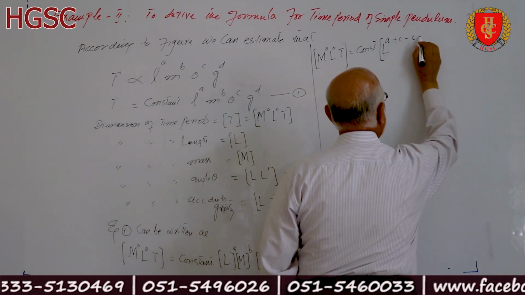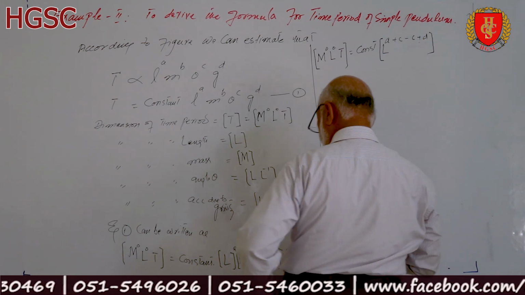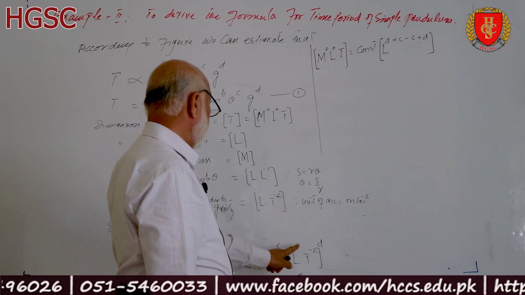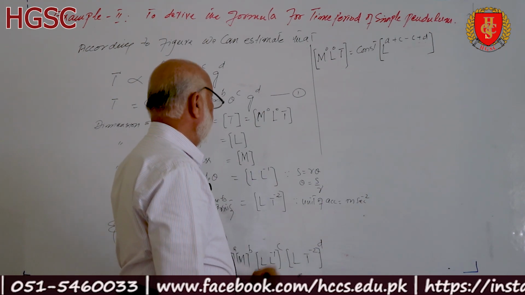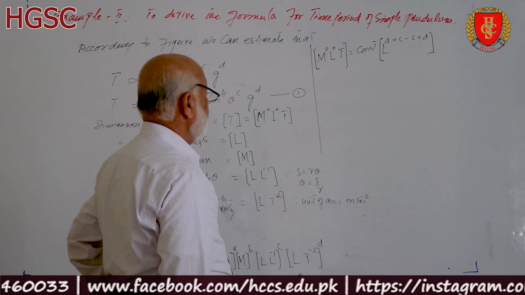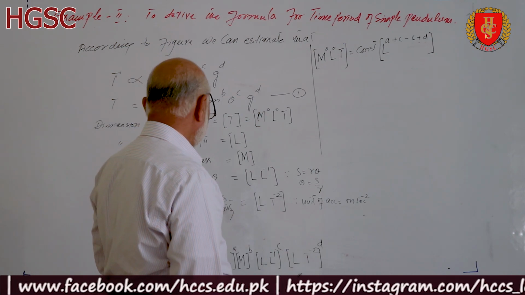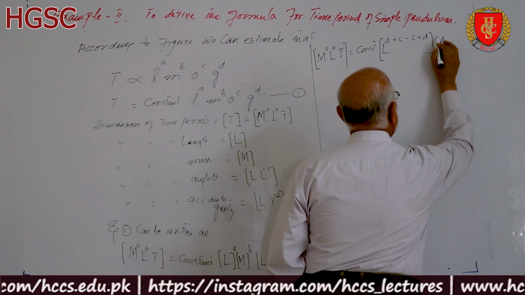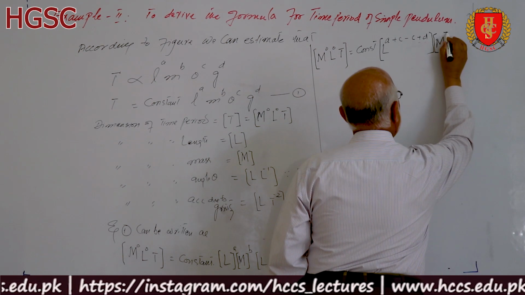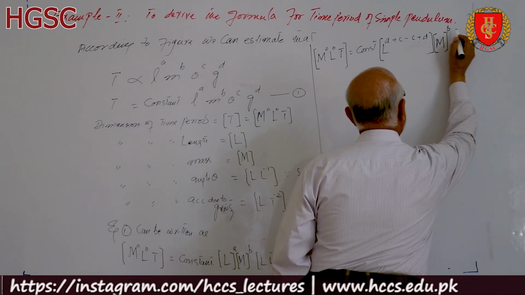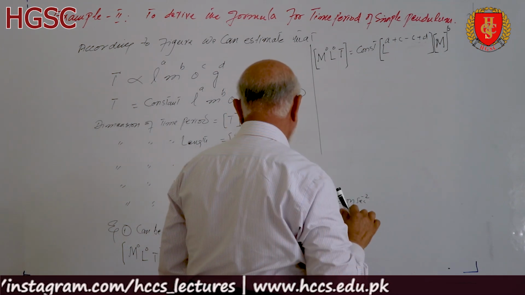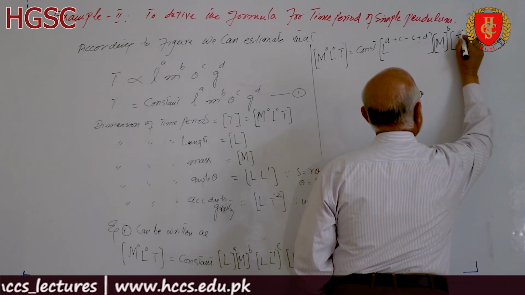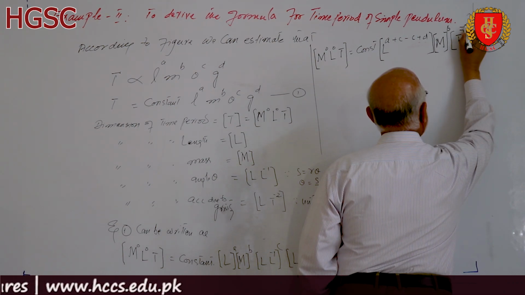plus d. Then a plus c minus c and l d, we have collected all of them together. m is power b and t minus 2d. The power of t is minus 2d.